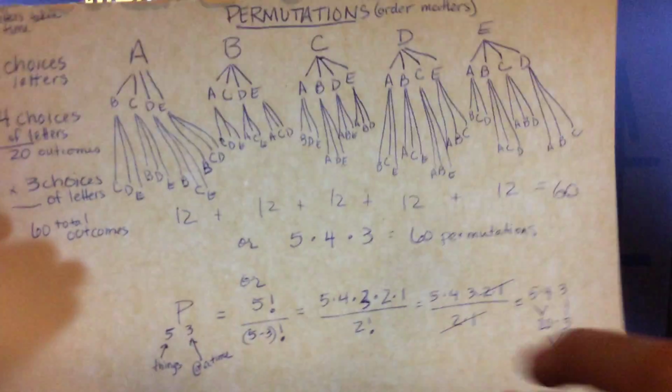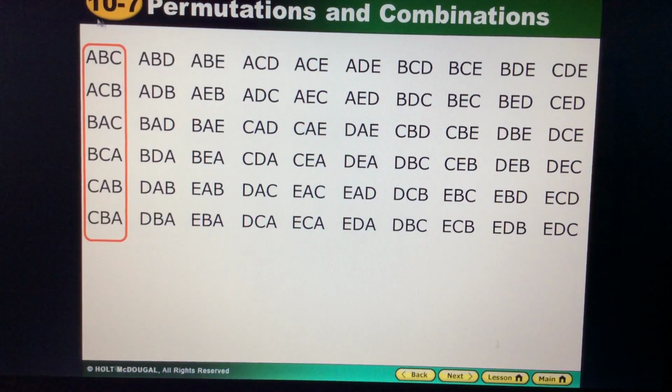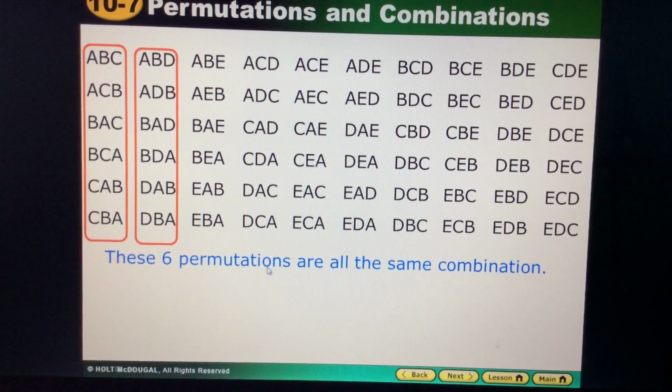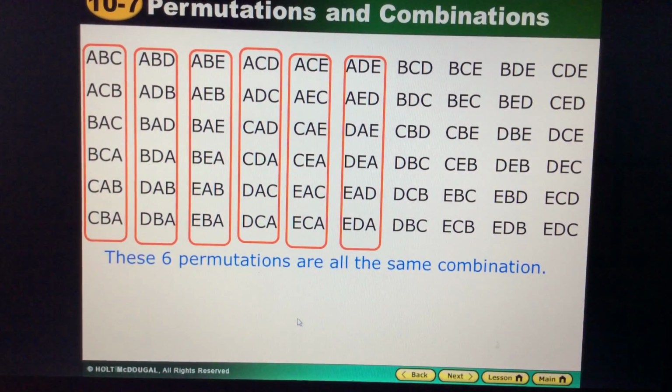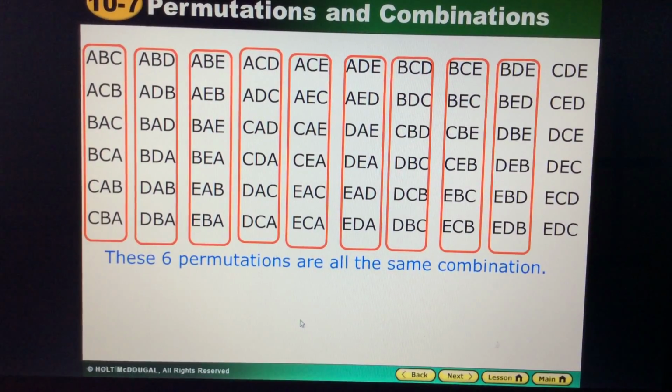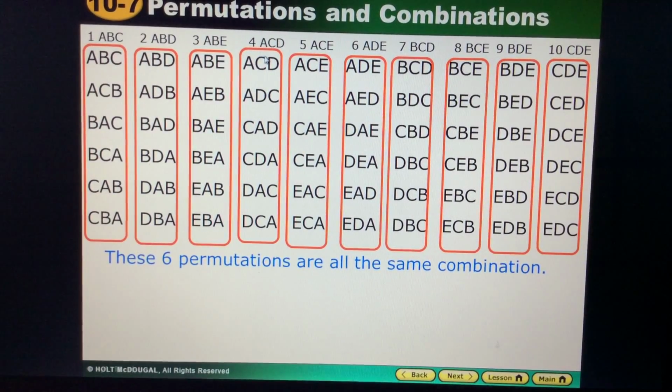All right, but when you do that, there won't be 60 because you have to take out all the ones that are alike, that have the same order. So here's all the 60. Now when you look at these, that's the 60 permutations where order is important. But these are being grouped so that you can see that this group can only count as one group, and it's the arrangement of A, B, and C. This can only be the second group, which would be A, B, D. This is the third group. All of your arrangements of A, B, E can only be counted once. Same thing with these and all the way down the line.